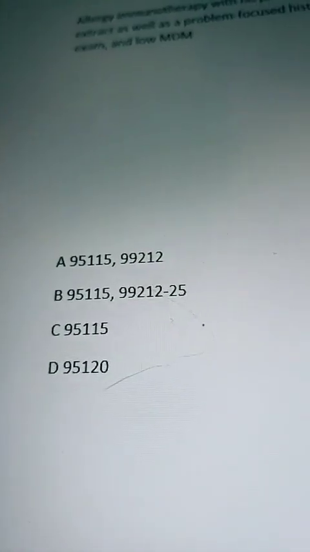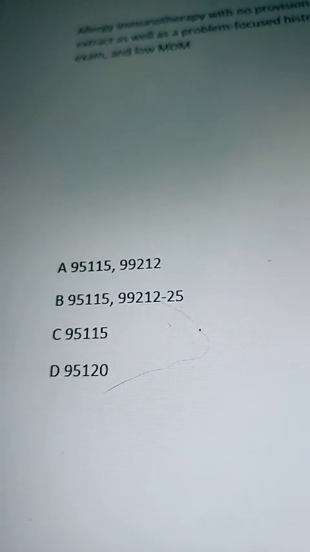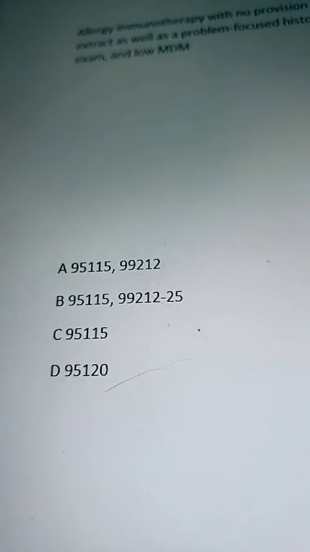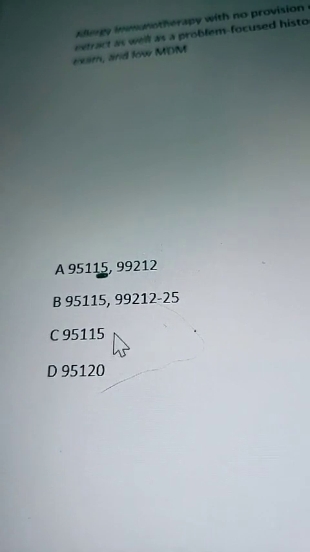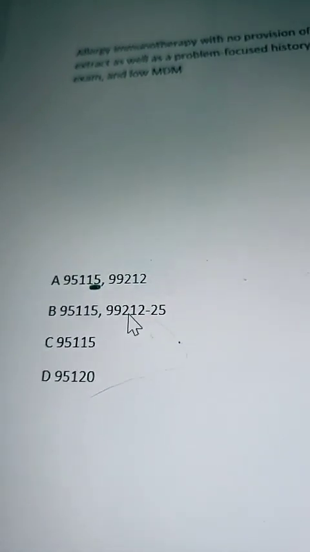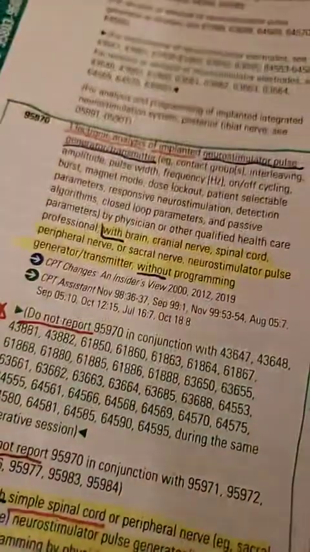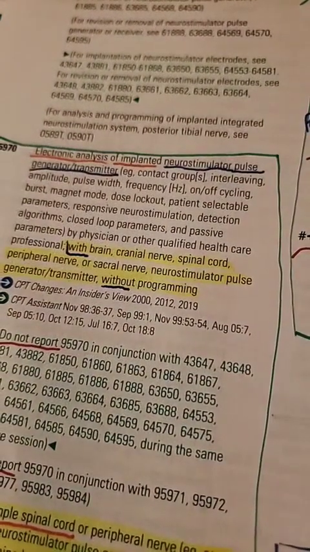All right, here's another one. We got this one. Looks like we got a lot of 15s in here. And then our other one is 20. We need to see if we're going to use the 15 with other codes, or it's going to be by itself. So 95115. Nine, 5, 1, 1, 5.